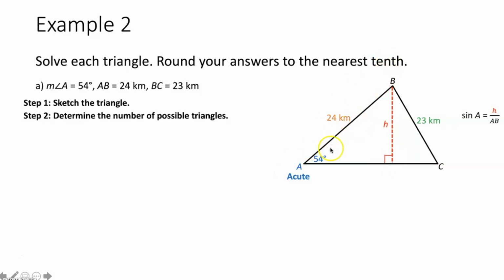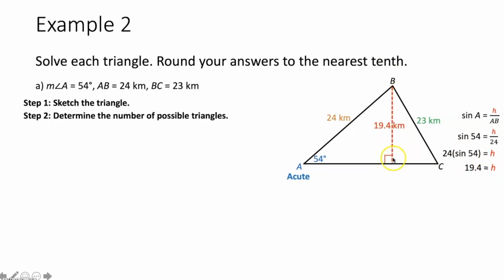Now I just plug in what I know. I know the measure of angle A is 54 degrees. That's going to go in here. I know the measure of segment AB is 24 kilometers. That's going to go in here. Now I just solve for h, my height. How do I solve for h? I multiply both sides by 24, plug this in my calculator, and I get that the height of this triangle is approximately equal to 19.4 kilometers.